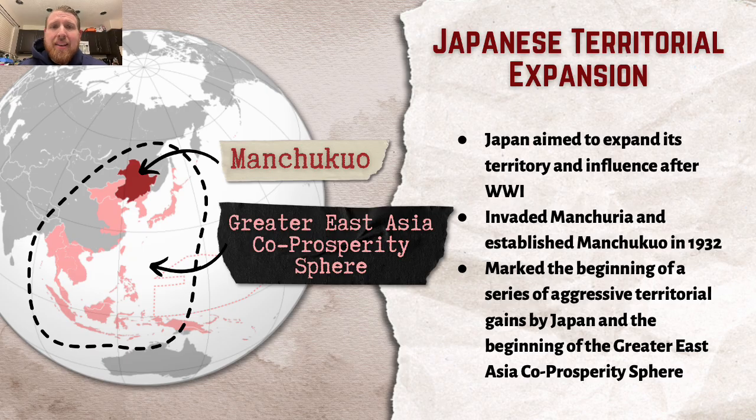It was promoted by Japan as a coalition aimed at the mutual benefit of Asian countries free from Western colonial rule. No different than like NAFTA, right? The North American Free Trade Agreement, where we have alliances with other countries that are close to us and kind of help us benefit trade-wise. In practice, though, it facilitated Japanese economic exploitation and military expansion through the region. The establishment of Manchukuo marked the beginning of a series of aggressive territorial gains by Japan, setting the stage for its broader ambitions in Asia, and certainly contributed significantly to the tensions that led up to World War II.